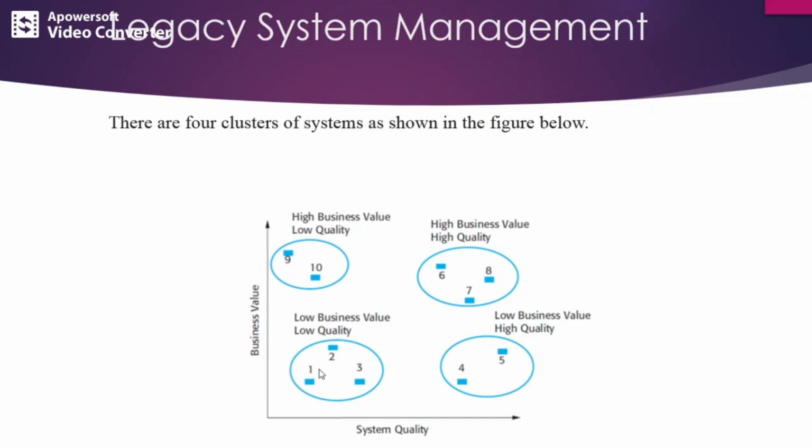In the first cluster there are 3 legacy systems, 1, 2, 3, and it indicates low business value, low quality. In the second cluster you have 2 systems, 4 and 5. It is low business value, high quality. In the third cluster you have 6, 7, 8. That is high business value and high quality. In the last cluster you have 9 and 10, high business value and low quality. We will see what each cluster indicates.